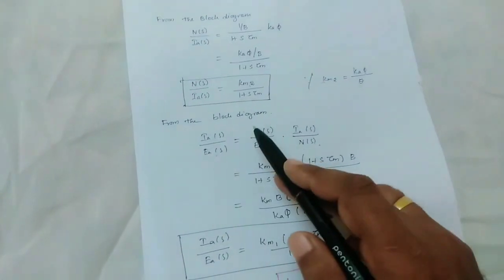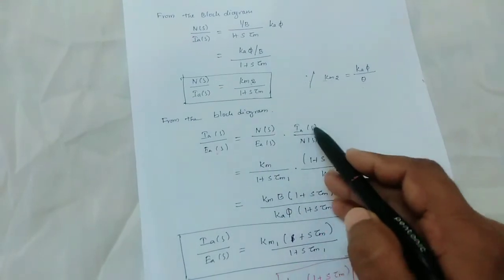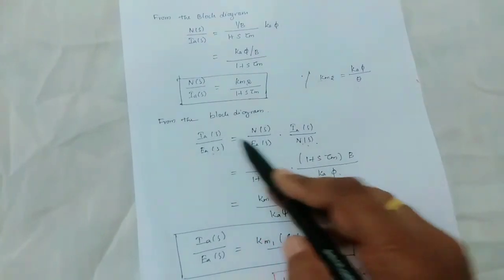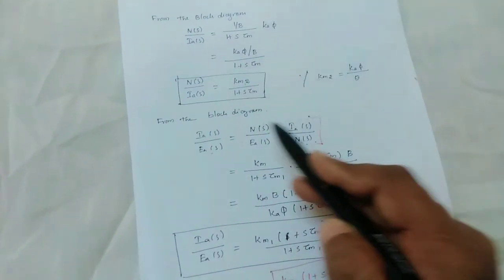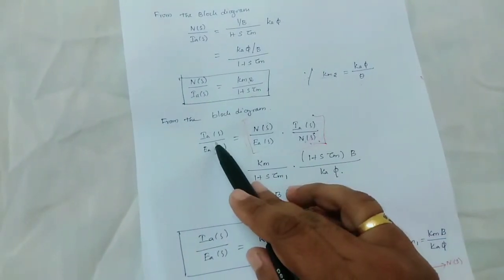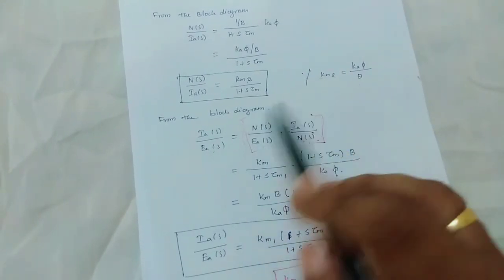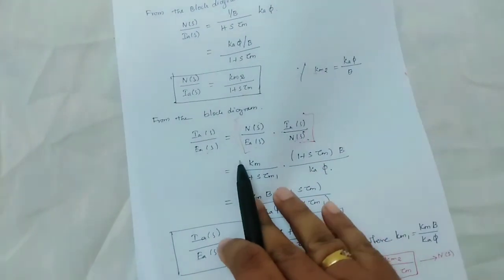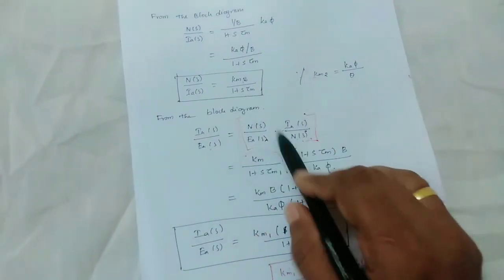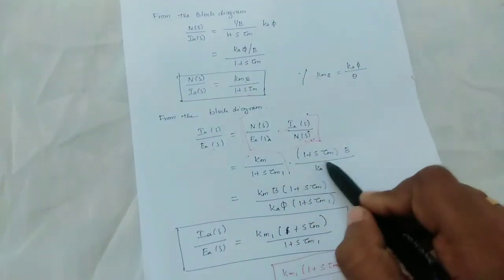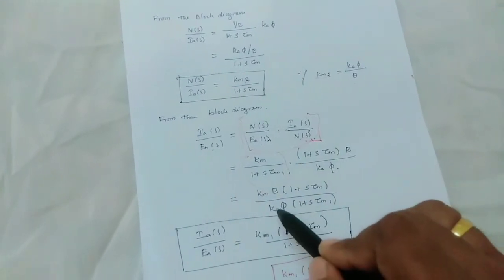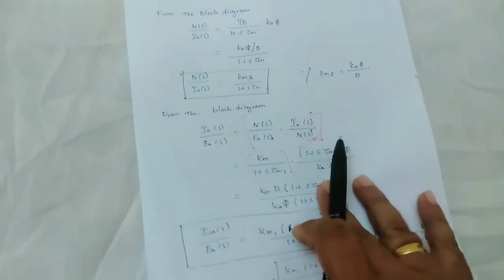Now the entire term, Ia of s divided by Ea of s, from this block diagram. How can we find it? It is n of s divided by Ea of s into Ia of s divided by n of s. We just cancel this n of s, giving Ia of s divided by Ea of s. This is the same term rewritten in a different manner for simplification. Now we substitute n of s divided by Ea of s, which we already found, and Ia of s divided by n of s, which we found. These two terms give Km b into 1 plus s tau m divided by Ka pi into 1 plus s tau m1.